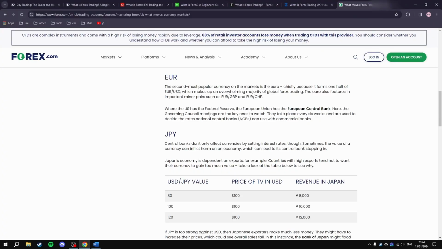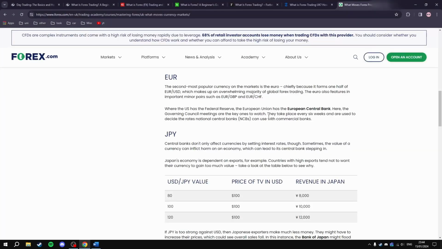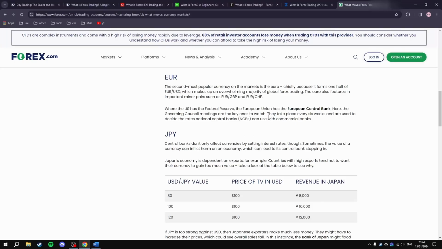Here the Governing Council meetings are the key ones to watch. They take place every 6 weeks and are used to decide the rates national central banks can use with commercial banks.